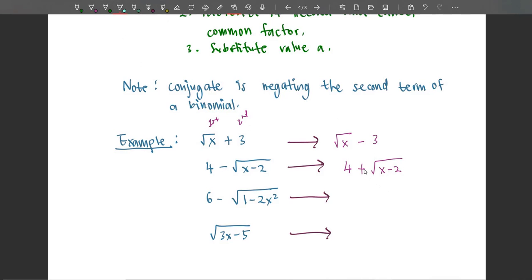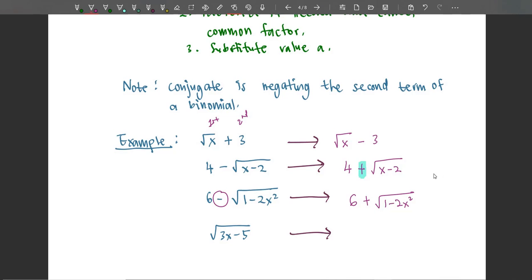As you can see here, I just changed the sign for the second term. That means the sign in front of the second term. Anything inside the radical will stay the same. Nothing changed there. And for the third one, 6 minus root 1 minus 2x squared, as I mentioned earlier, nothing changed in the radical. So we just change the sign in front of the second term. Here it will be 6 plus root of 1 minus 2x squared.